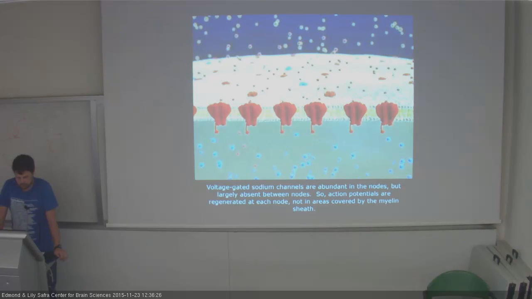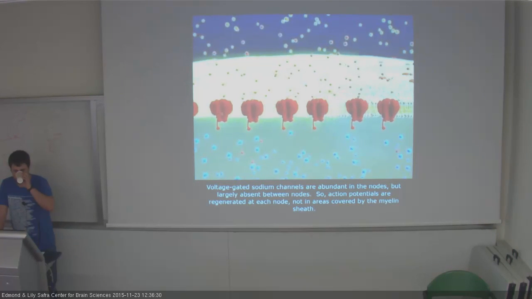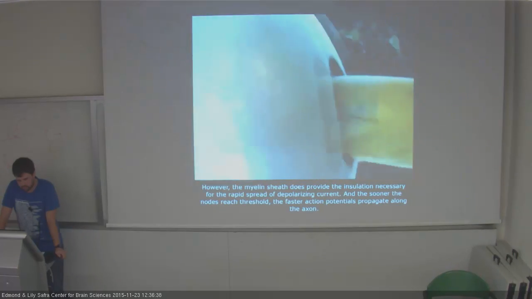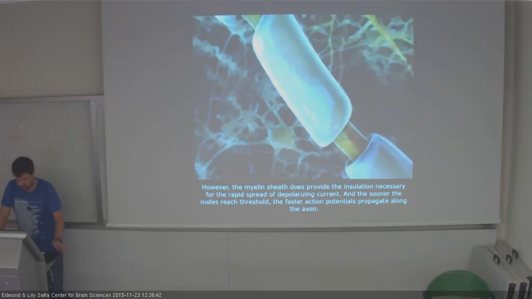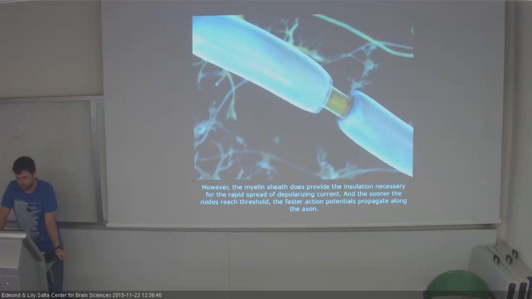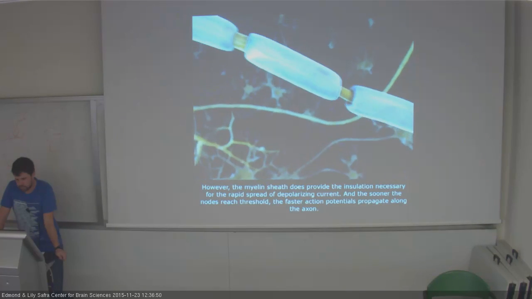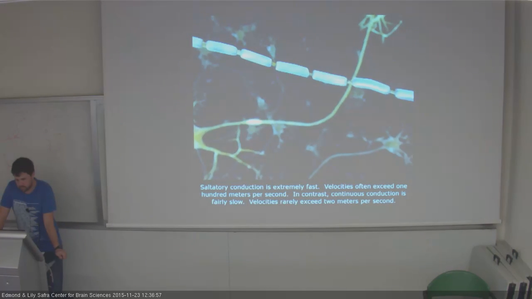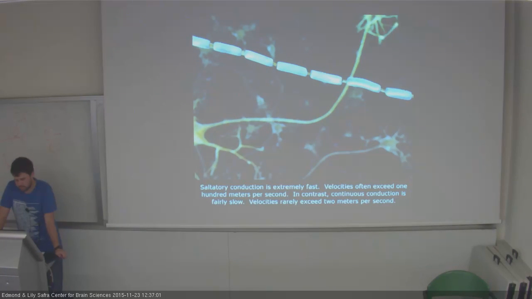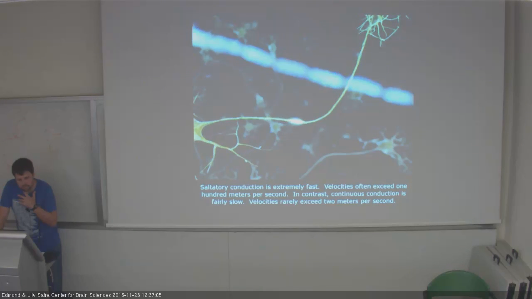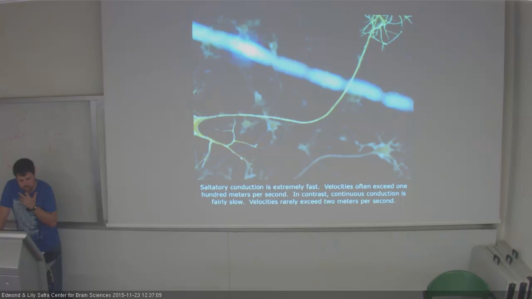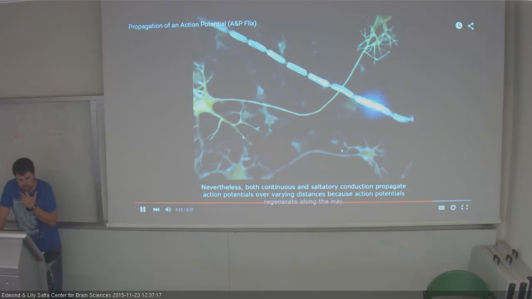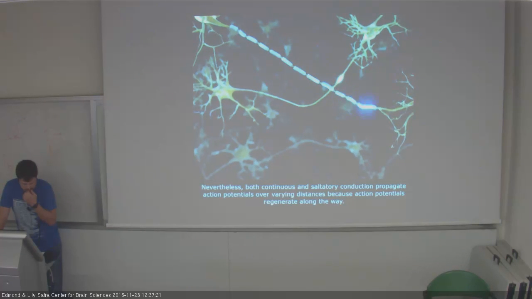Voltage-gated sodium channels are abundant in the nodes, but largely absent between nodes. So, action potentials are regenerated at each node, not in areas covered by the myelin sheath. However, the myelin sheath does provide the insulation necessary for the rapid spread of depolarizing current. And the sooner the nodes reach threshold, the faster action potentials propagate along the axon. Saltatory conduction is extremely fast. Velocities often exceed 100 meters per second. In contrast, continuous conduction is fairly slow. Velocities rarely exceed 2 meters per second. Nevertheless, both continuous and saltatory conduction propagate action potentials over varying distances because action potentials regenerate along the way.